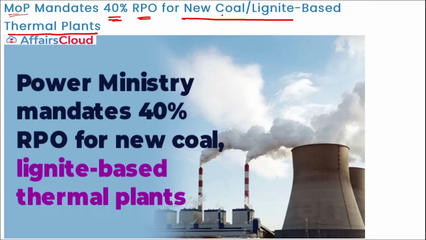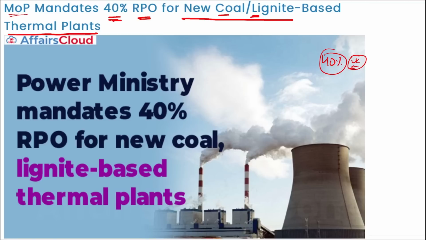I repeat, all those thermal power plants that are working on coal or lignite, either they have to shift to 40% renewable sources of energy, or they have to purchase 40% of green energy under the renewable purchase obligation. All right.